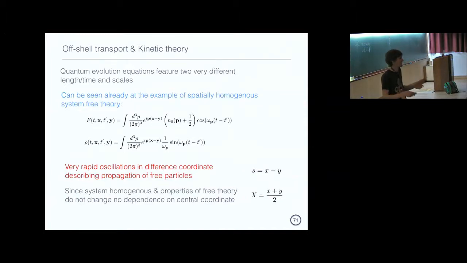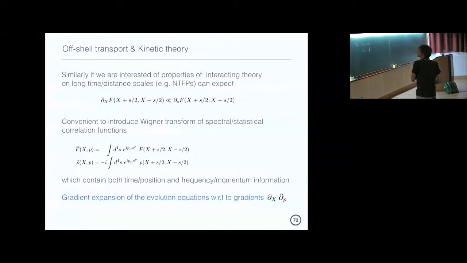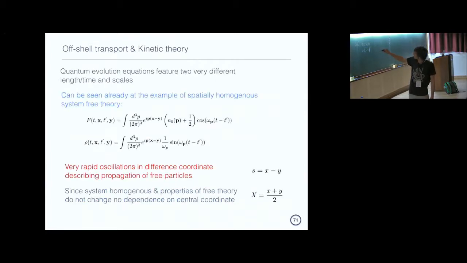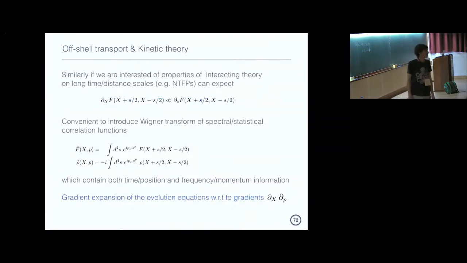Well, these rapid oscillations are not going to go away, right? There's still going to be rapid oscillations. But in addition, there will be slow changes now as a function of this time. And so typically what we should expect is that, if we now invert this transformation and write x and y in terms of s and x, then typically the gradients with respect to this central term will be much smaller compared to gradients with respect to this difference term.